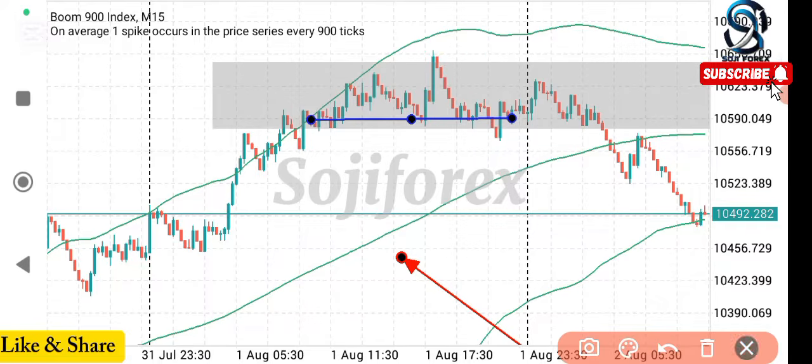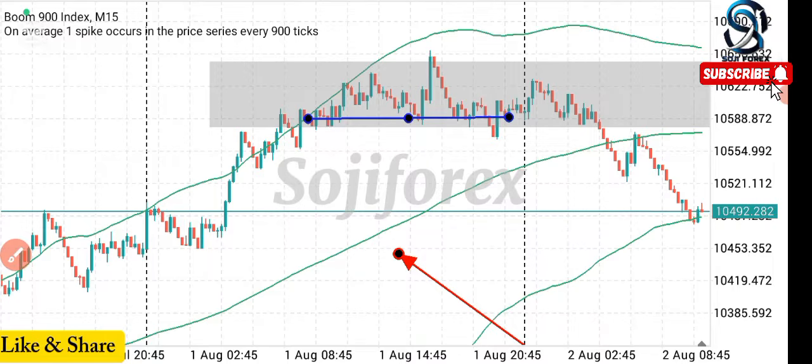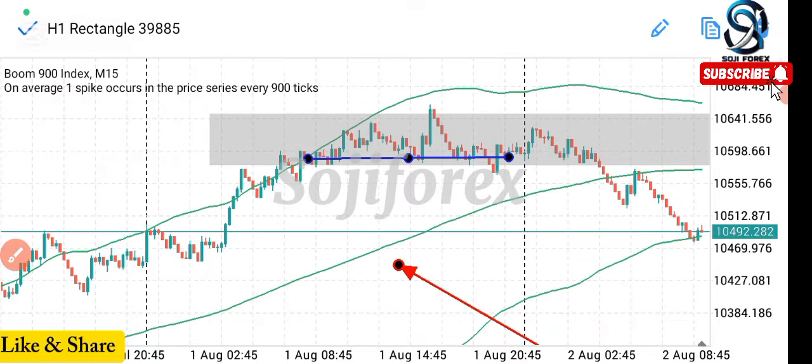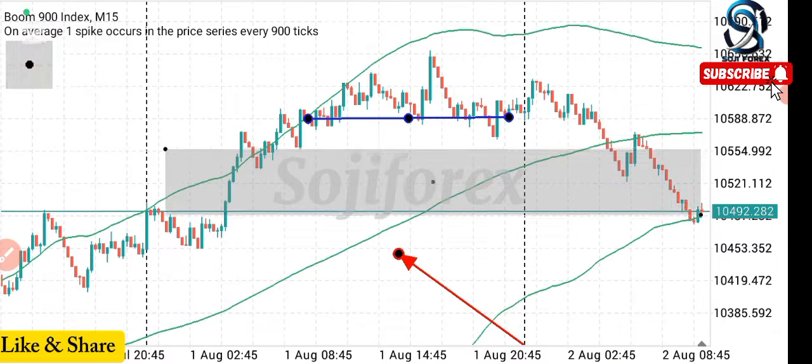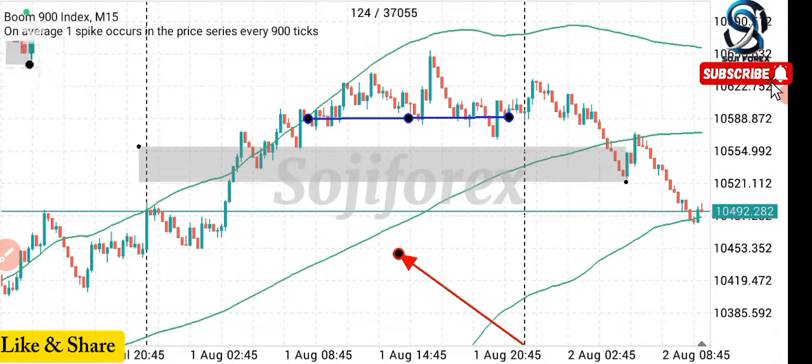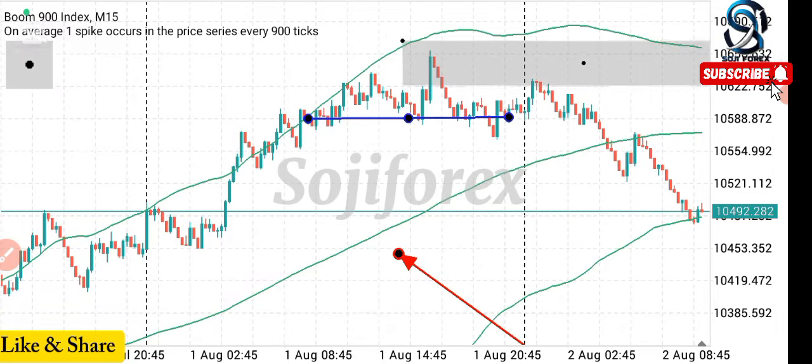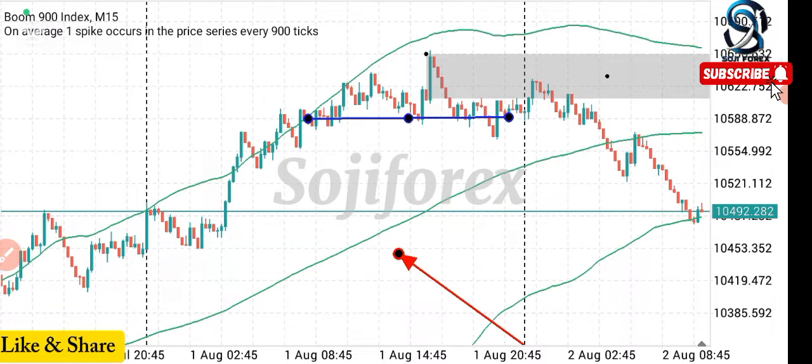So what will I do? I will now mark that order block as my point of interest. So follow me carefully and see what I'm going to do. That is the order block. Perfect. So I've marked this order block as my point of interest.